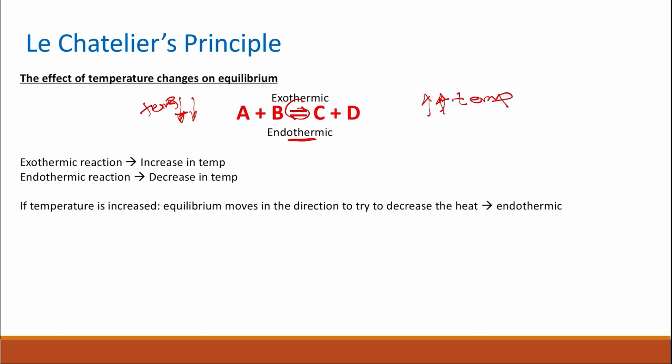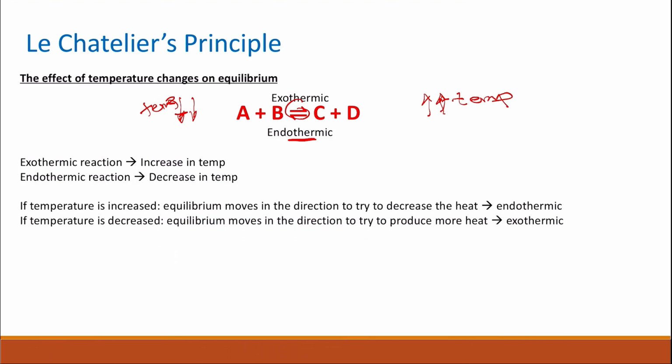So the direction of the reversible reaction now will be towards the endothermic reaction, which is the reverse reaction in our example. And if the temperature is decreased, then the equilibrium will move in the direction to try to produce more heat, which means toward the exothermic reaction in order to counteract the effect.